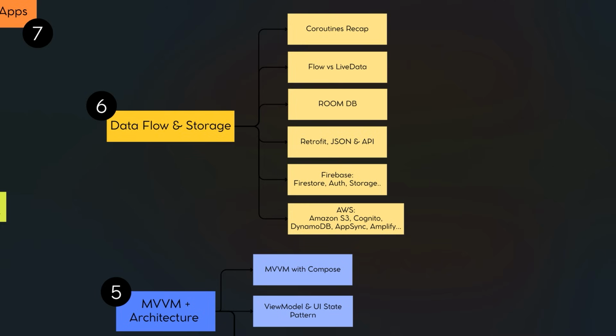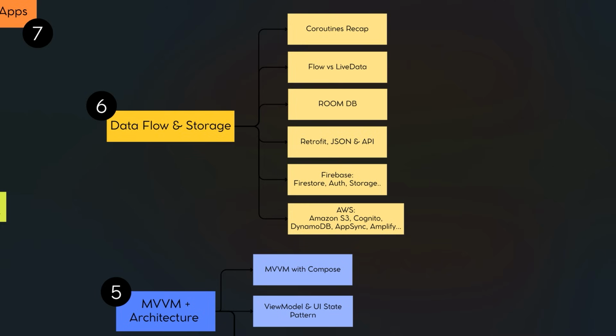We're going to learn about coroutines recap, Flow versus LiveData, Room database, Retrofit, JSON and API, Firebase, Firestore, authentication and storage, AWS, Amazon S3, Cognito, DynamoDB, AppSync, Amplify.